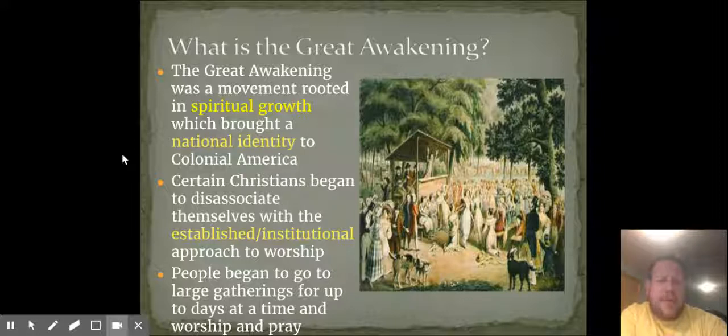First, the Great Awakening is a spiritual movement. It's a moment of spiritual growth that brought this big national identity to colonial America. We're talking a little bit off and on about how the colonists are making their own identity here and there. Well, this religious identity will be part of that.